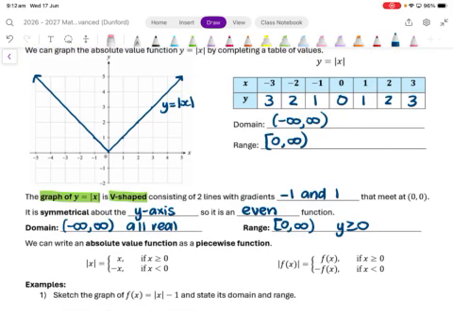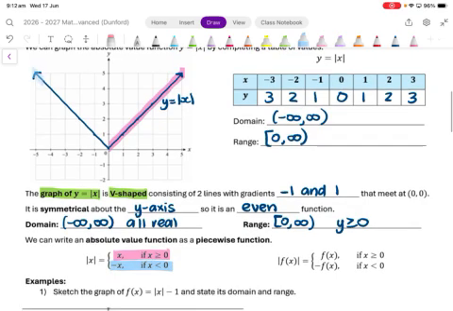Now, we can write our absolute value function as a piecewise function. So yesterday we looked at piecewise functions, if you were absent and you need to catch that up. So with a piecewise function, we have two pieces or more. And what we have for the absolute value of x is x if x is greater than 0, so that is this portion of our graph here. And then we have -x if x is less than 0, which is this portion of our graph there.